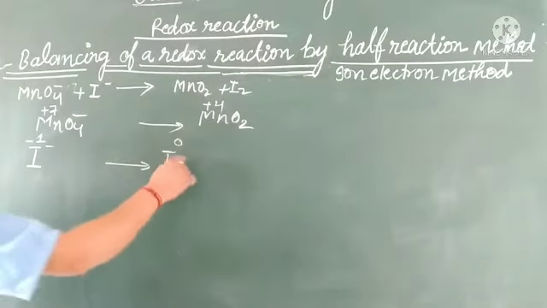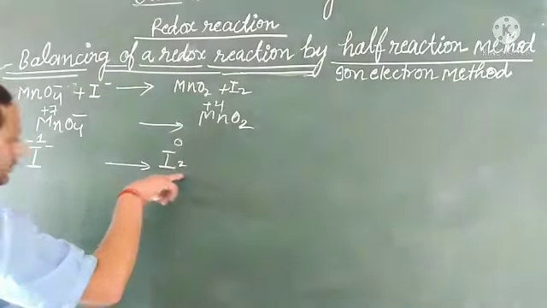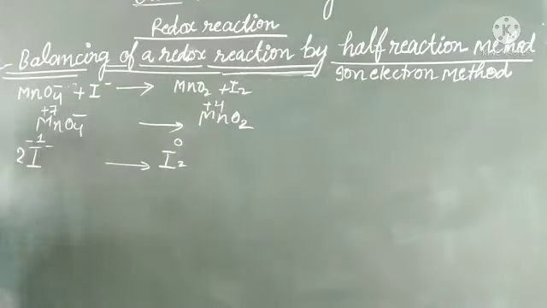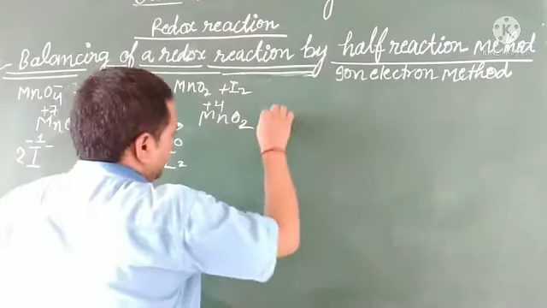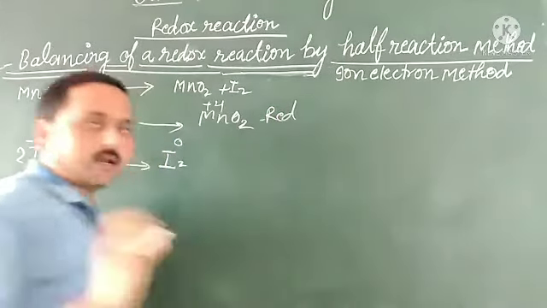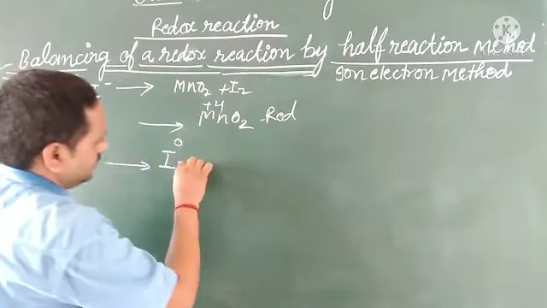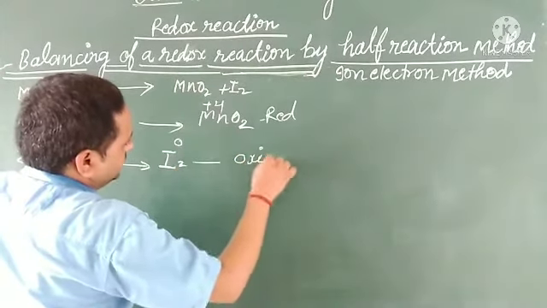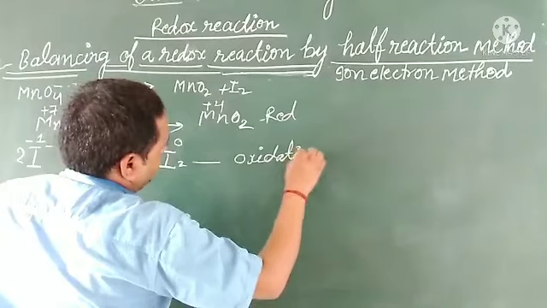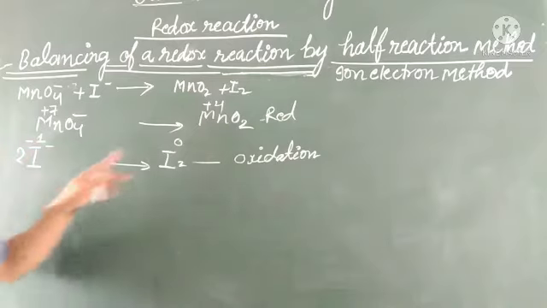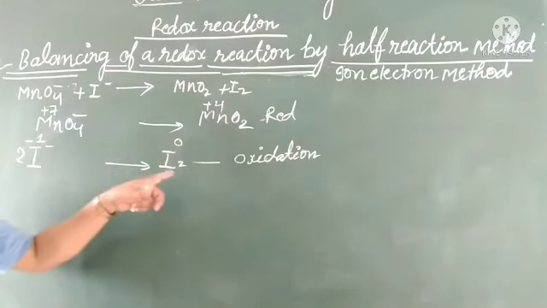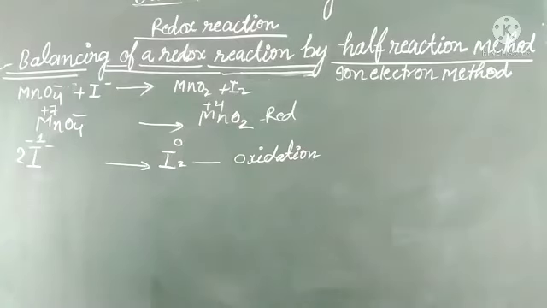Just all of us see this one. On that side the number of I is 2, so here we will multiply. What can you see here? The oxidation number decreases, that is reduction. And this is oxidation. If one portion is reduction, the other portion will be oxidation, because from minus 1 it is going to 0.